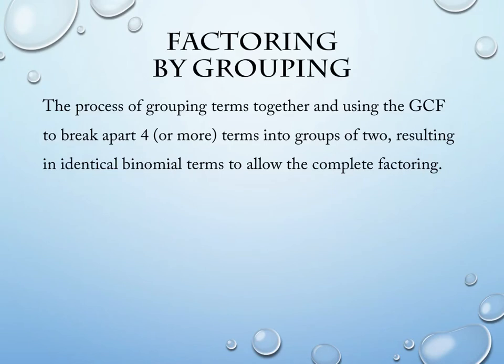All right. Going just kind of one step further, one level beyond, we're going to talk about factoring by grouping. Factoring by grouping, we've actually already done. I just didn't call it that when we did it. It is the process of grouping terms together using the greatest common factor to break apart 4 or more terms into groups of 2, resulting in identical binomial terms to allow the complete factoring.